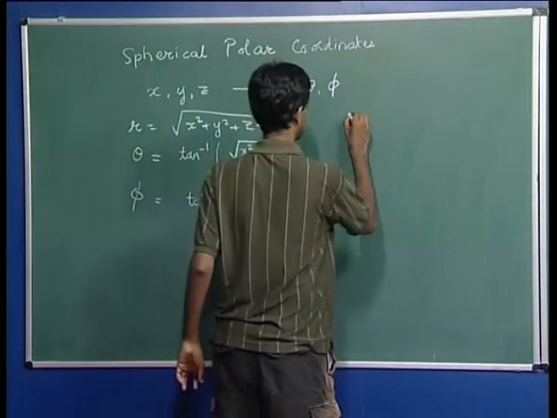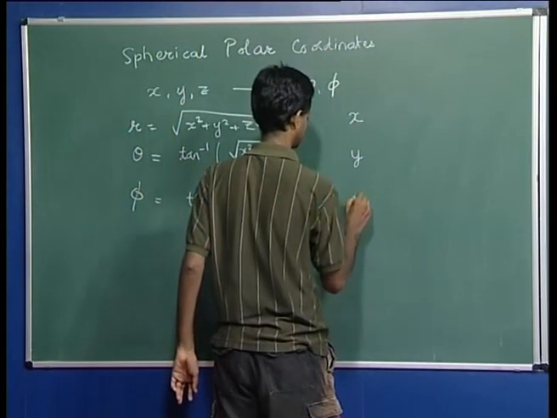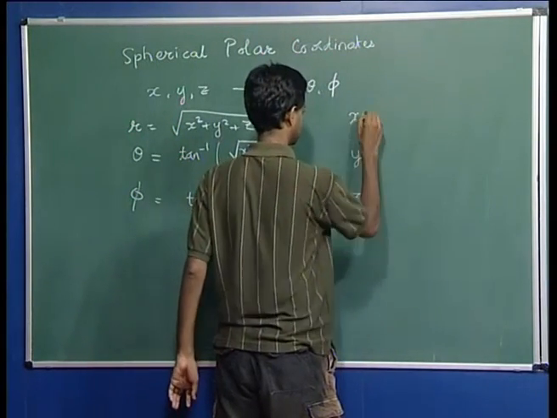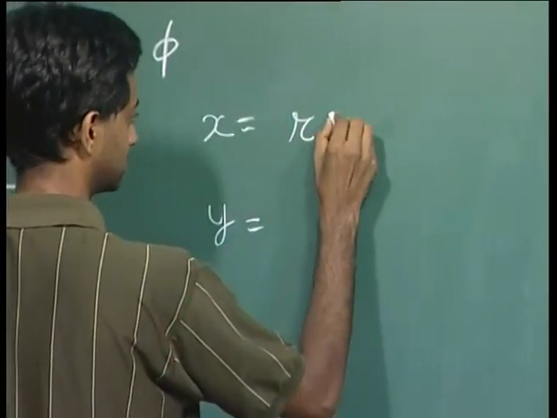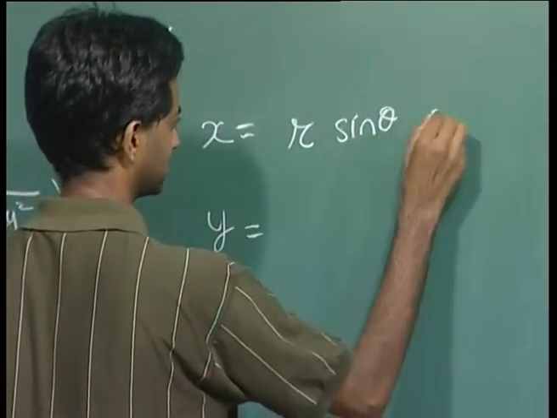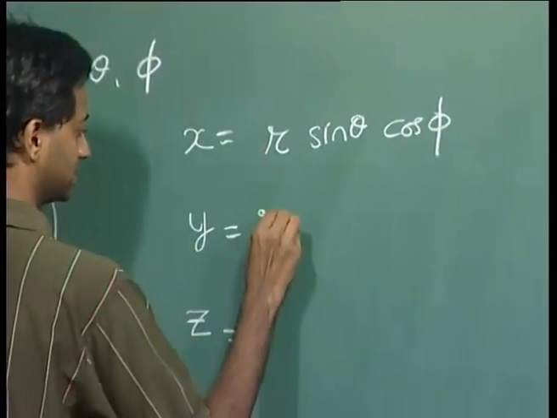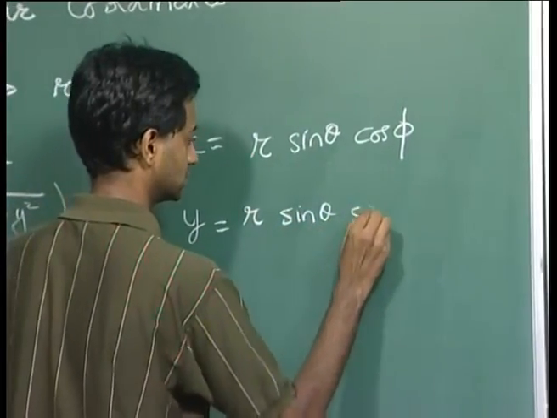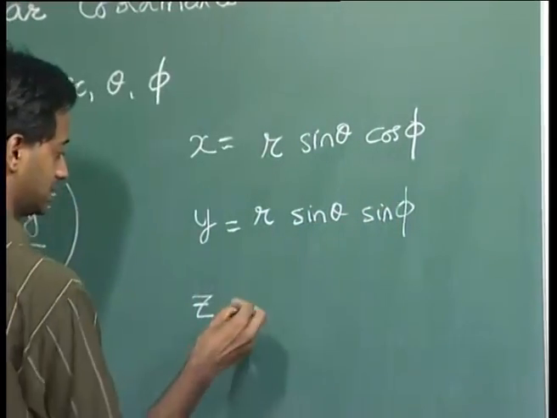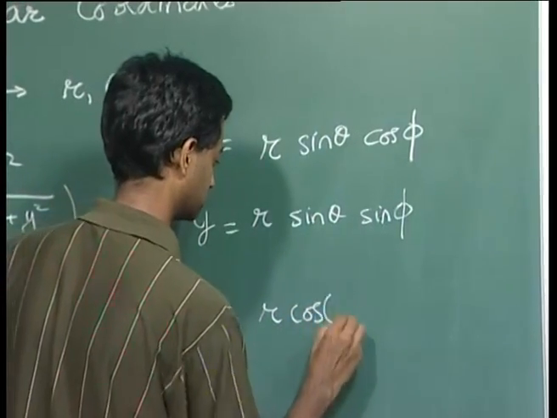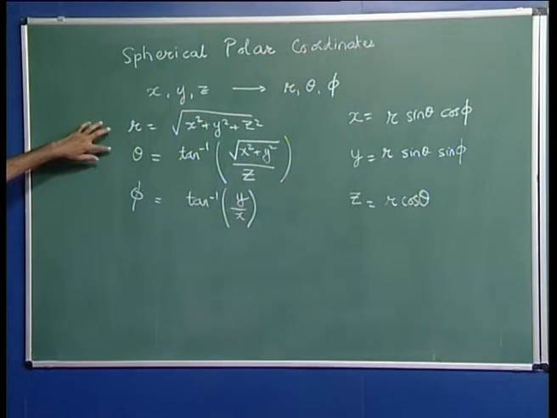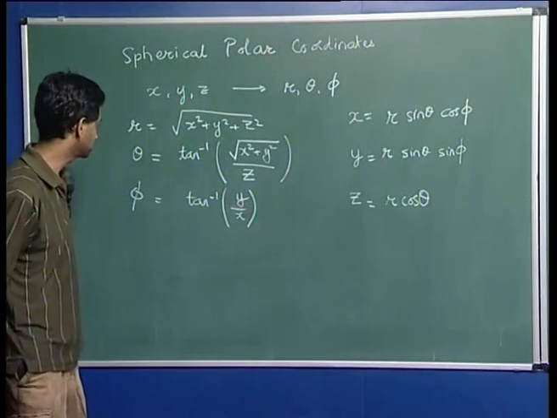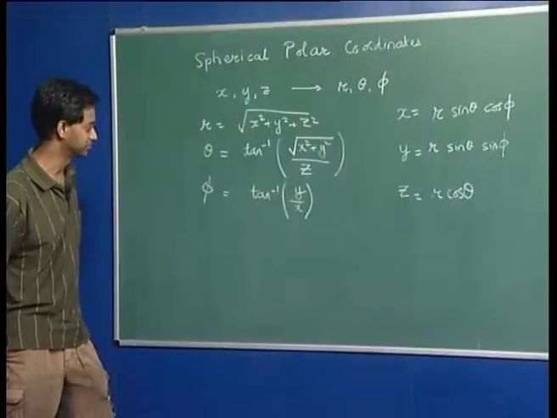Similarly, you can write x, y, z in terms of r, theta and phi, and we'll just write down the values. X is r sin theta cos phi, y is r sin theta sin phi, and z is r cos theta. Okay. Now, I'm emphasizing these relations because these are the relations that you will use whenever you want to transform from one set of variables to another set of variables.